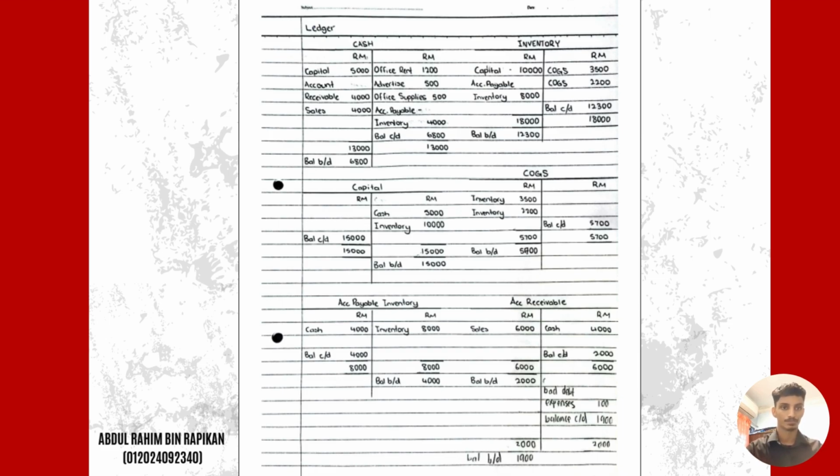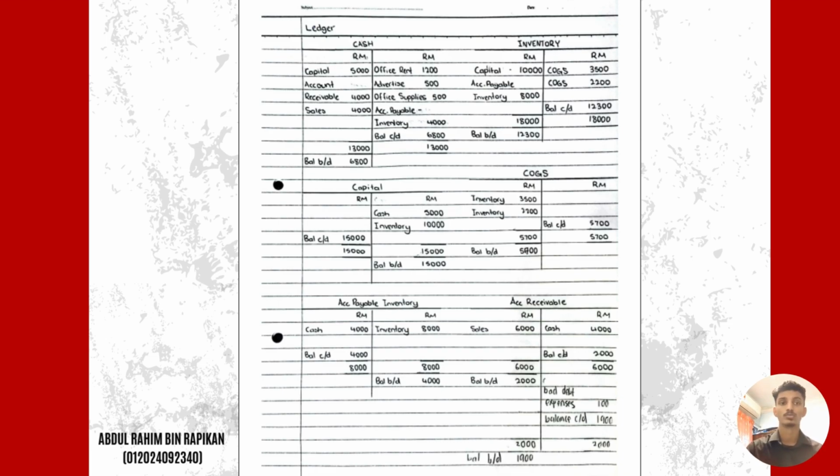For the inventory, the capital is 10,000, the inventory is 8,000. The cost of goods sold has two entries, which are 3,500 and 2,200. After we add both of them, the debit side is higher, so we minus the credit side, and we will get 12,300. For the capital, it's on the credit side, where cash is 5,000 and inventory is 10,000. So the balance BD for capital will be 15,000.